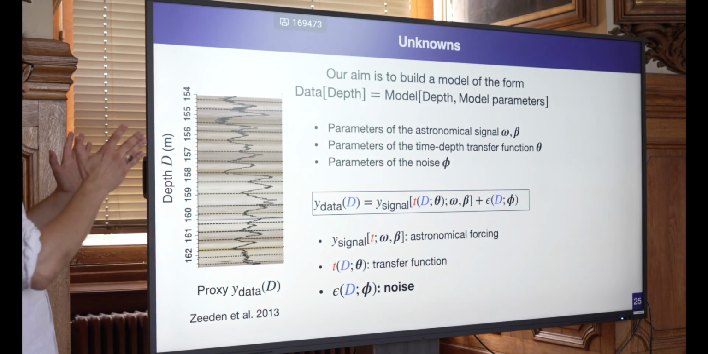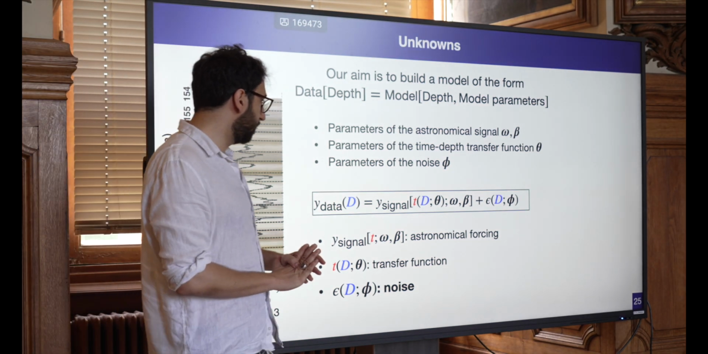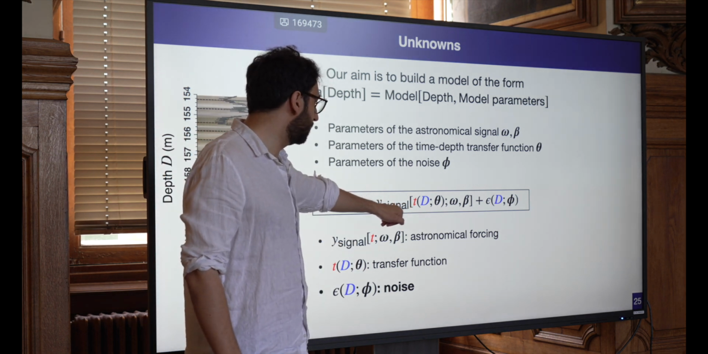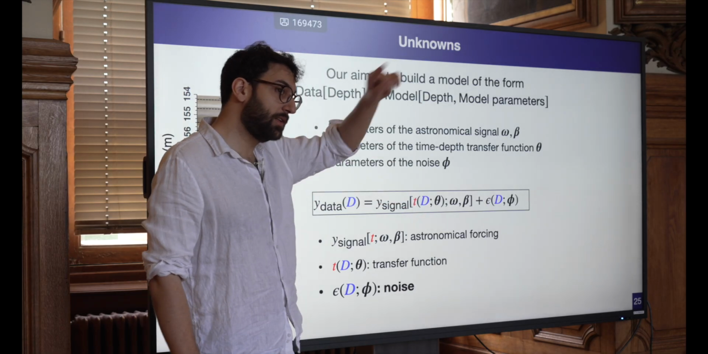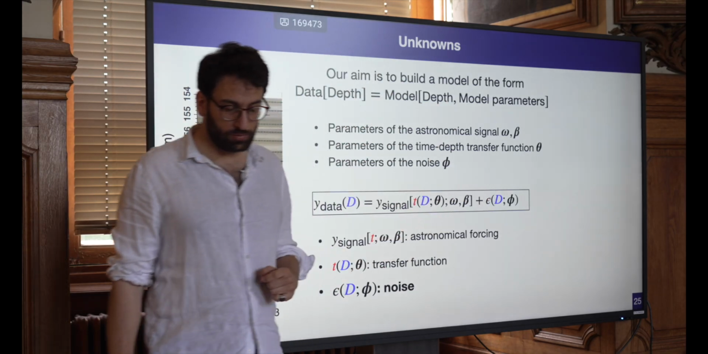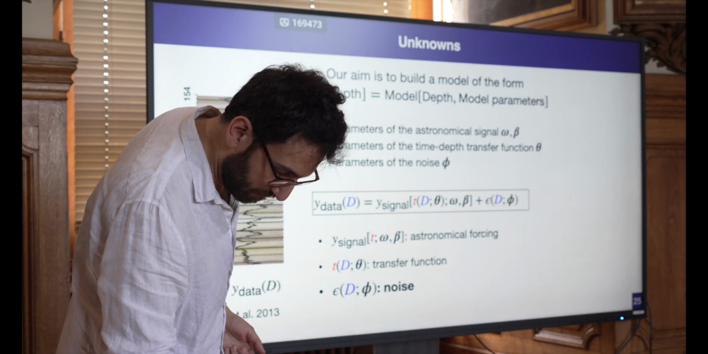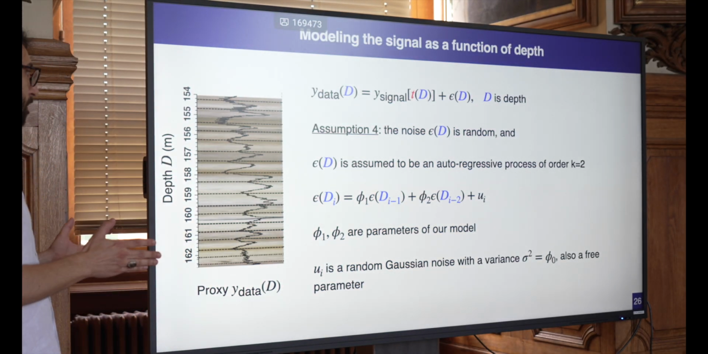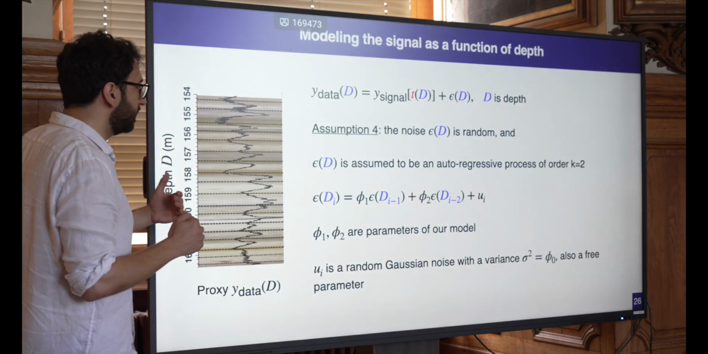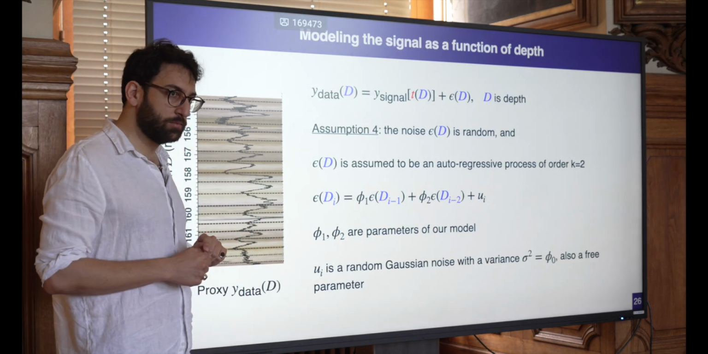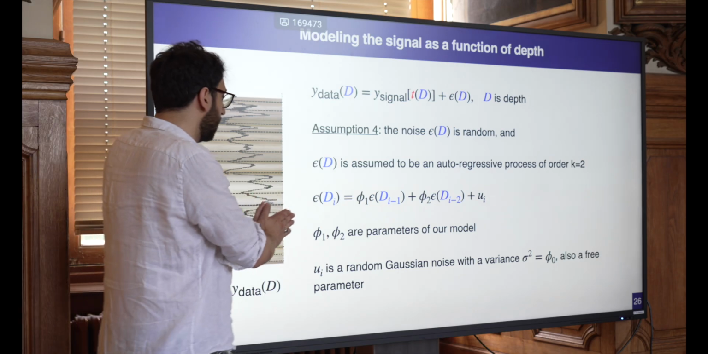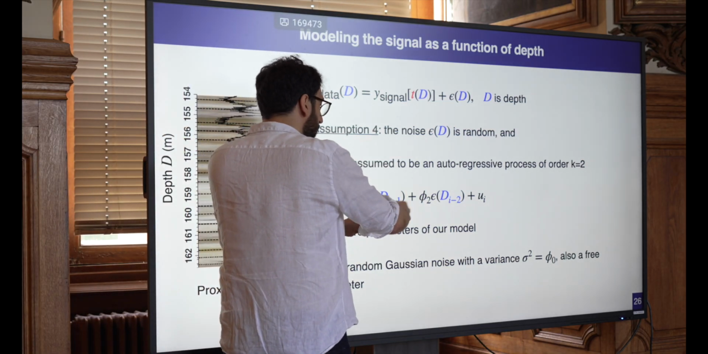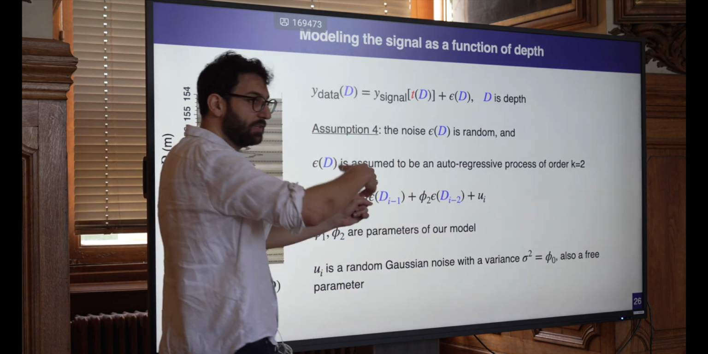Back to our model. The third part of the model is the noise. So now we know what the astronomical forcing is as a function of time. We know how to convert depth to time, and we want to determine what this noise is. So in AstroGeoFit, the assumption is that the noise is an autoregressive process of order 2. What does it mean? It means that the value of the noise at a given depth is a linear combination of the value of the noise at the two preceding depths on your grid.